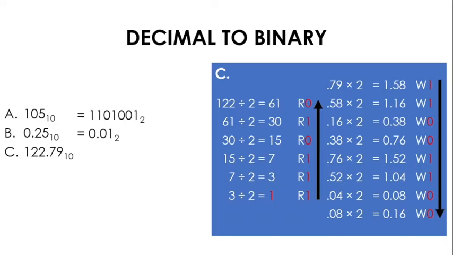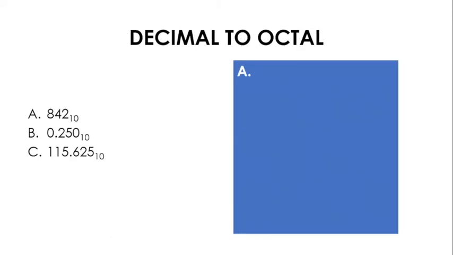Once you've successfully converted the following, all you have to do is rewrite them properly. For the whole number part, write it from bottom to top, with the most significant bit being the first bit, of course, and the fractional part from top to bottom. So the binary equivalent of decimal 122.79 is 111010.11001100.